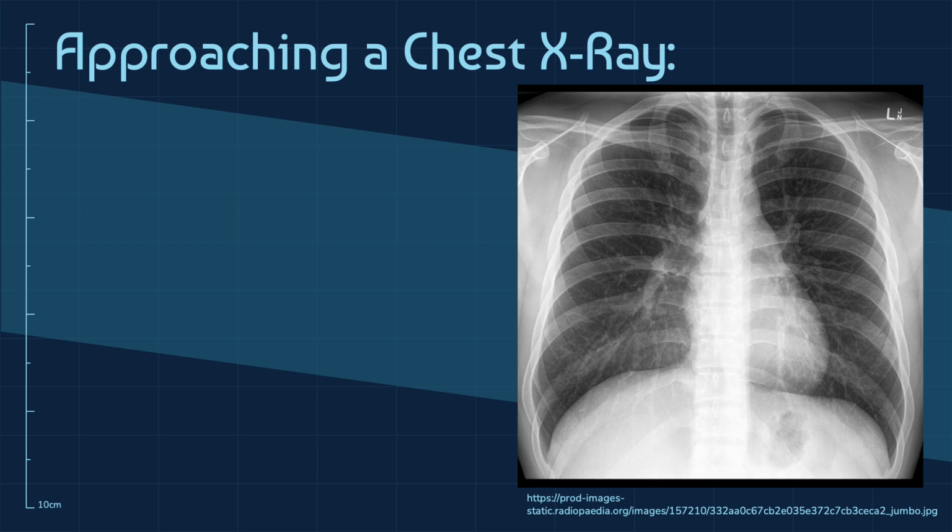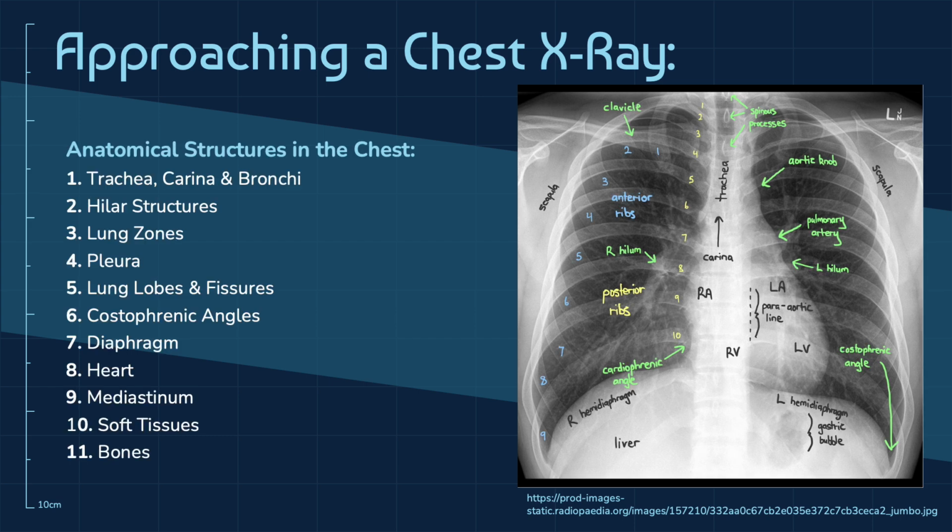Okay, moving on to approaching a chest X-ray. After we've determined that we have an adequate chest X-ray and we've identified all of our W's, how do we read this X-ray? How do we start? Now, as you can see, there's a lot of major anatomical structures found in the chest, all of them being labeled here, over 11 things. How do I start? Where do I start from? In what order do I go to make sure I don't miss anything?